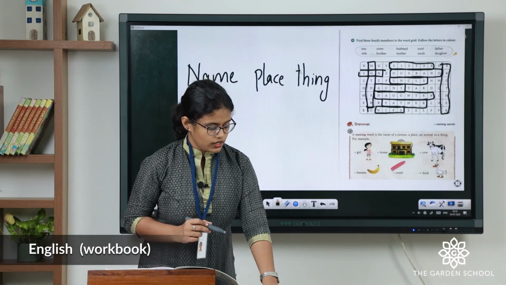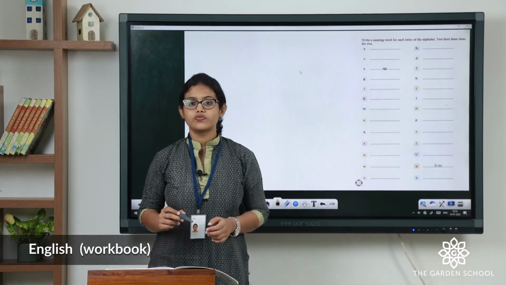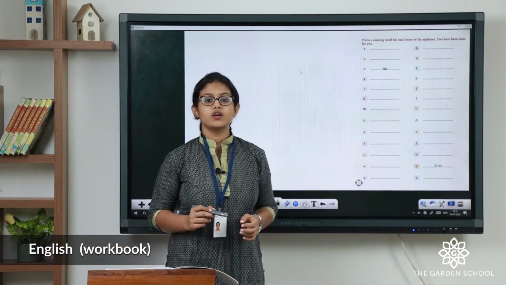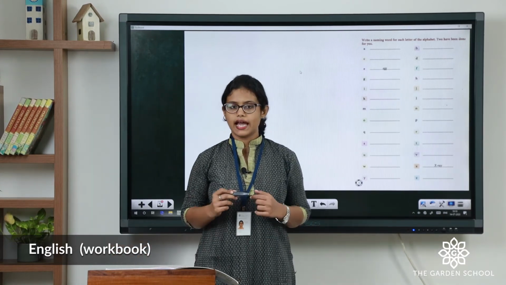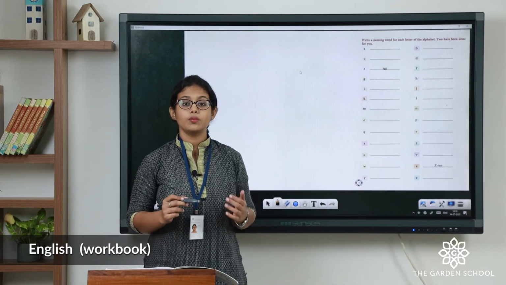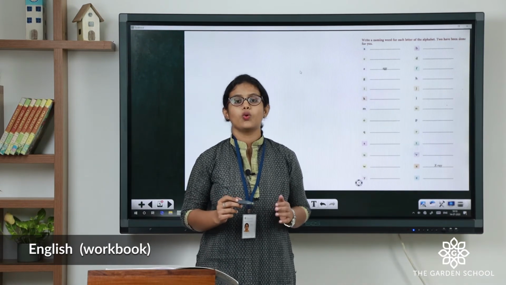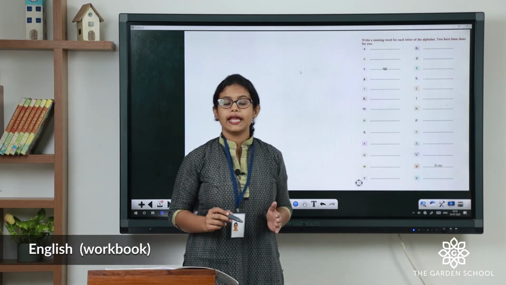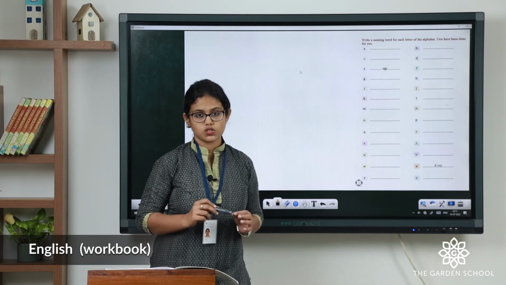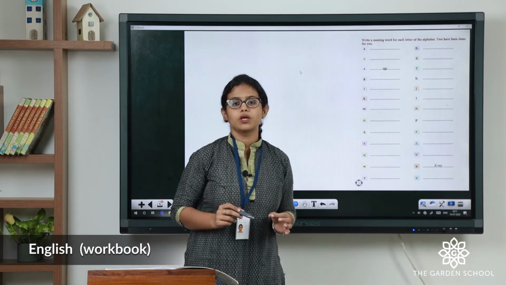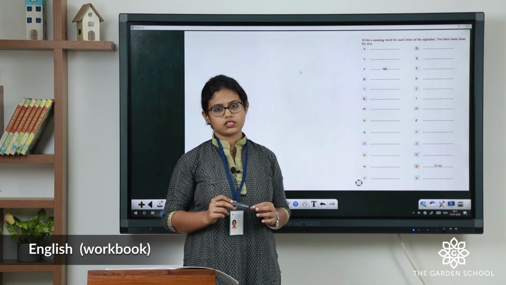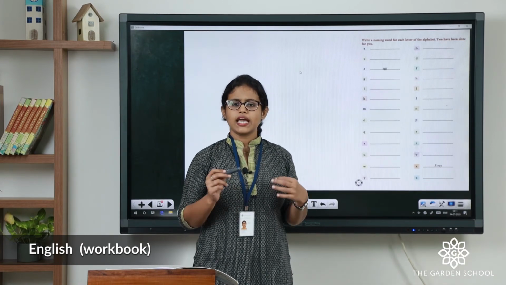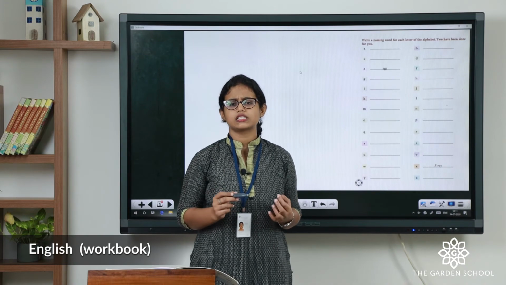Okay. Now you can take page number 4 in your workbook. So see the exercise. Write a naming word for each letter in the alphabet. So how many letters do we have in the alphabet? We have 26 letters. And you can see the letters from A to Z. And what you have to do is, you have to write the naming words that start with the letter. So what is the first letter? The first letter is A. So can you say a word that starts with letter A?